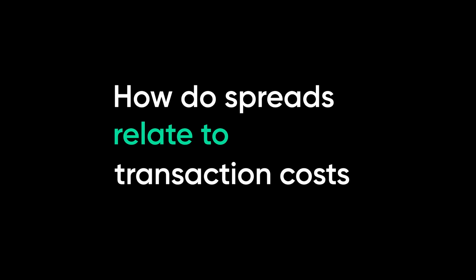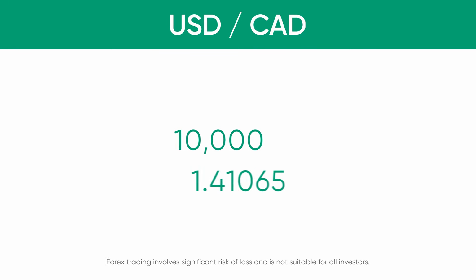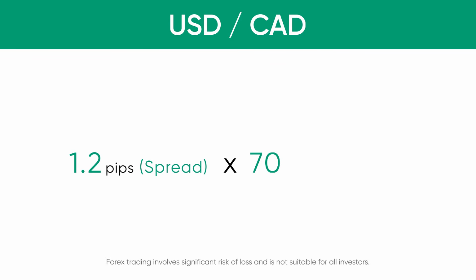But how do spreads relate to transaction costs? Say you want to trade 10,000 units of US dollar Canadian dollar at a rate of 1.41065. You calculate that the pip for this trade will be 70 cents. Assuming the spread on the pair was 1.2 pips, your transaction cost would be 84 cents.